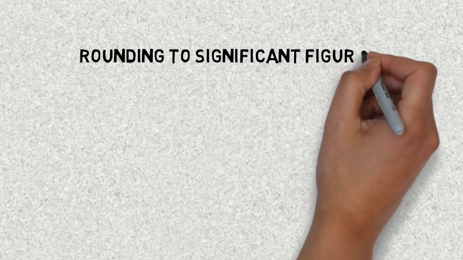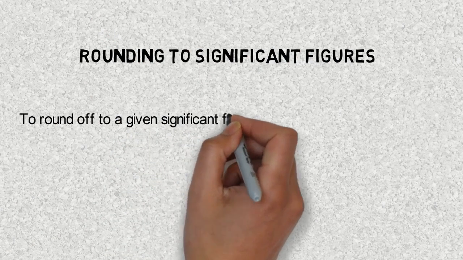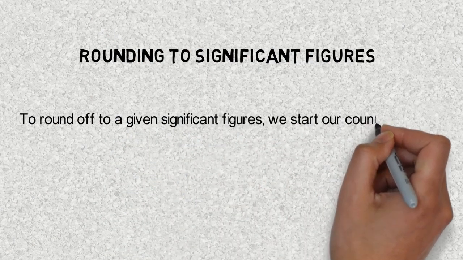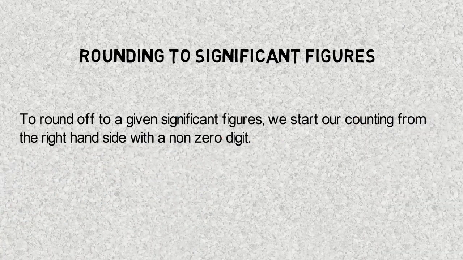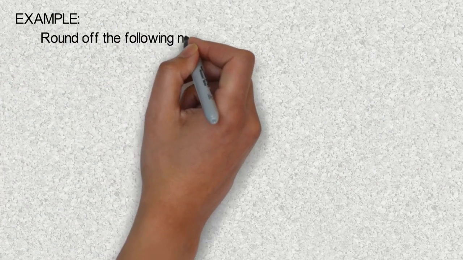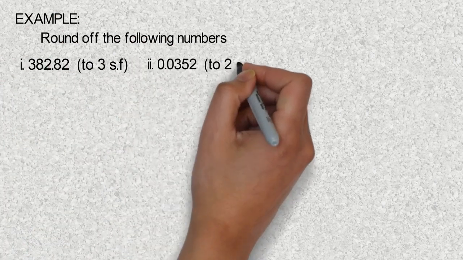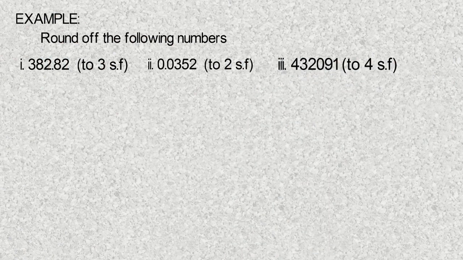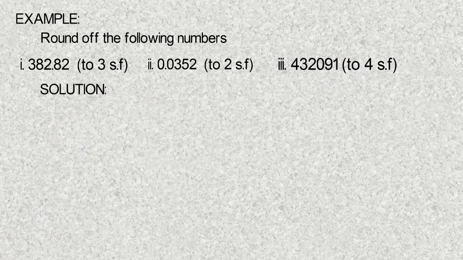Also, let's look at rounding to significant figures. To round off to a given significant figure, we start our counting from the left hand side with a non-zero digit. Do you get that? So for example, here we are told to do to significant figure, not to decimal place. So we start our counting here without considering the decimal point. We start from the first figure from the left to the right.